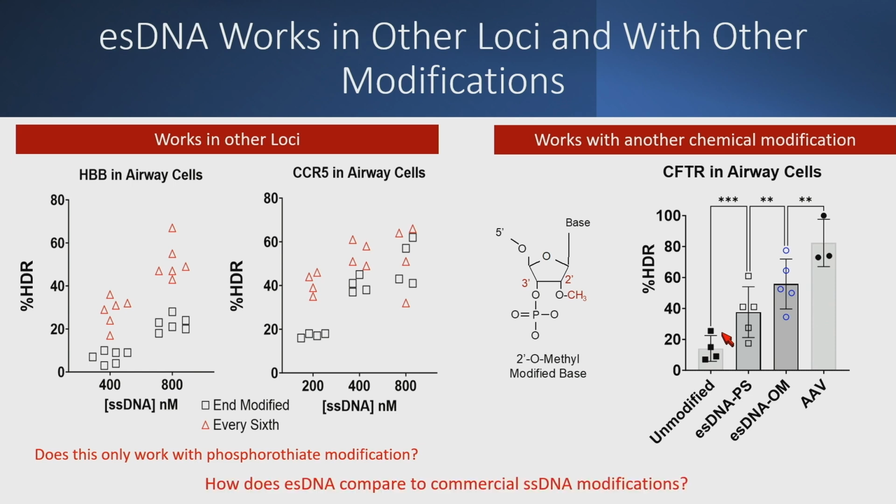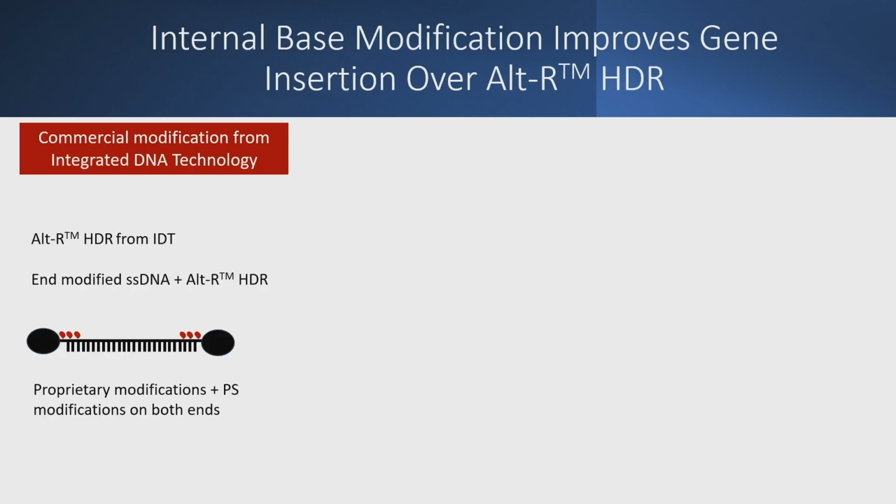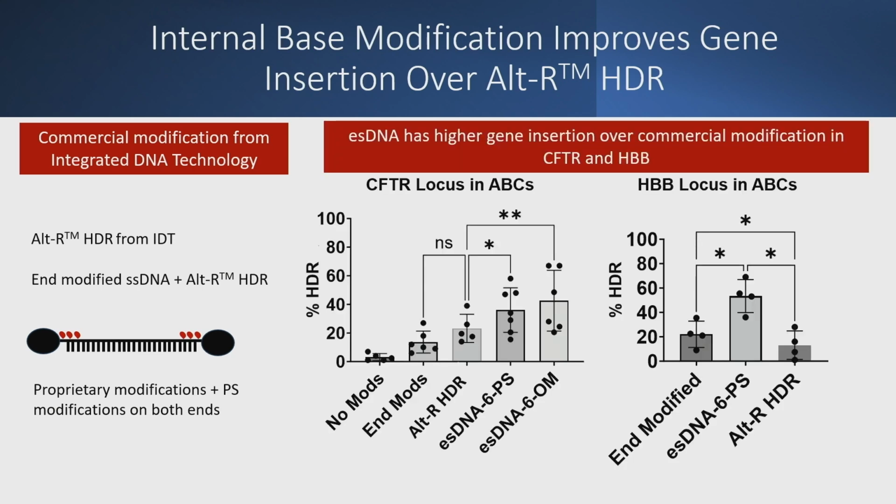There are also chemical modifications from commercial vendors, and we wanted to see how ES-DNA compared. IDT has an Alt-R HDR modification that's available for single-stranded DNA. It is a proprietary modification on each end, as well as the 3 bases on the end that are modified with the phosphorothioate bases. And when we compared that to our ES-DNA templates, we saw that both gave higher gene insertion over the Alt-R HDR template in both the CFTR locus and the HBB locus in airway basal cells.